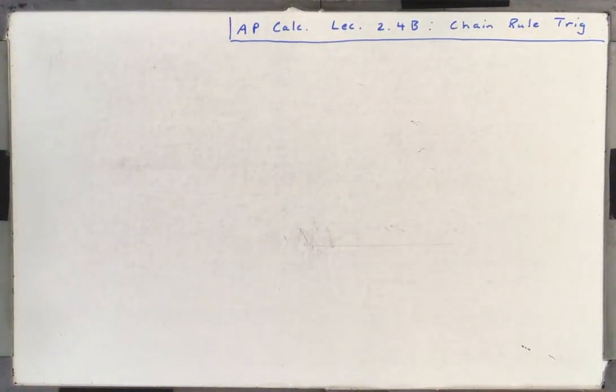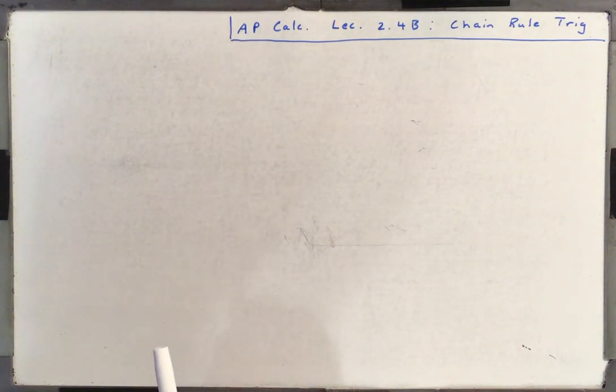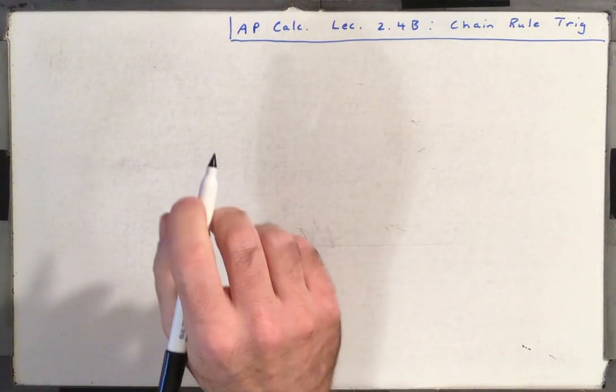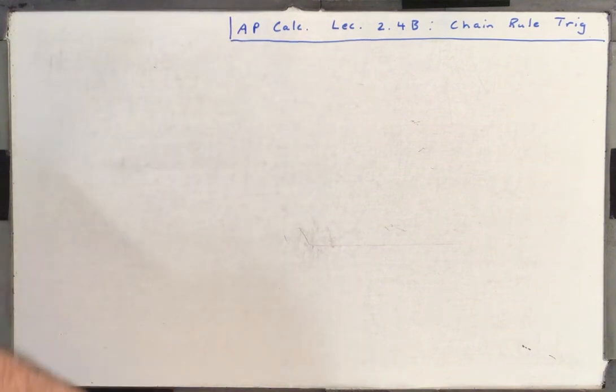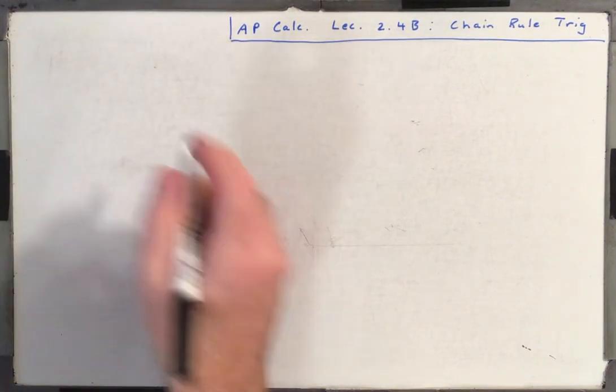Hello there, and welcome to AP Calculus, Lecture 2.4b. This is the last lecture that will be contained on your second test. We're going to do the chain rule, but with trig functions. I don't have any notes really to give you, just some example problems.